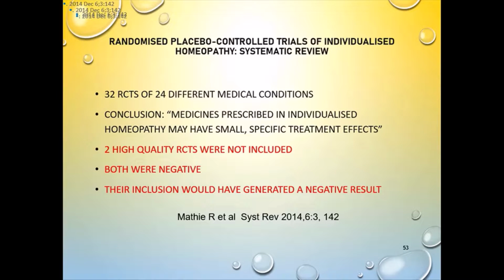Another example, this one from homeopathy, fairly recent. 32 randomized clinical trials of homeopathy, and they were looking at individualized homeopathic treatments, which, as I mentioned, is important in homeopathy. And the conclusion was the medicine prescribed in individualized homeopathy may have small, specific treatment effects. So a bit of a hesitant conclusion. What they don't tell you is that 2 high-quality trials were just simply not included without good reason. Both of these trials were negative. If you include them, the overall result would cease to be positive.